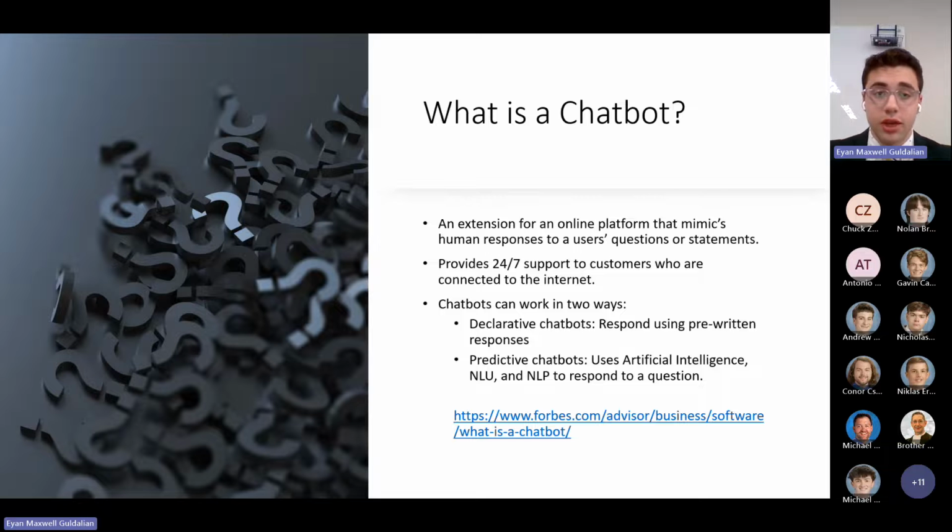Chatbots can work in two different ways. There are declarative chatbots and there are predictive chatbots. The one that I ended up building for this project was a declarative one. It had pre-written responses. The predictive chatbots use AI, NLU, which is natural language understanding, or NLP, natural language processing, and that responds to questions. So the predictive is what ChatGPT uses, for example.